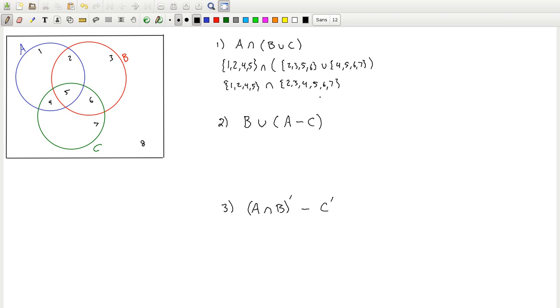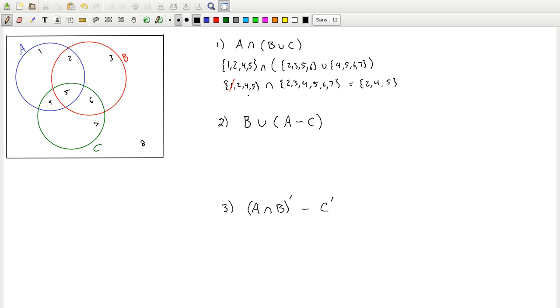Now to do the intersection, we want to see what these two sets have in common. And I see that 1 is in the first set, but it's not in the second set. 2 is in the first set, it's also in the second. So we know 2 will be in the intersection. 4 is in the first set, and it's also in the second set. So 4 is in the intersection. 5 is in the first set, 5 is in the second set, so it's also in the intersection.